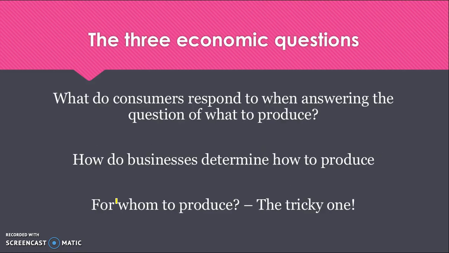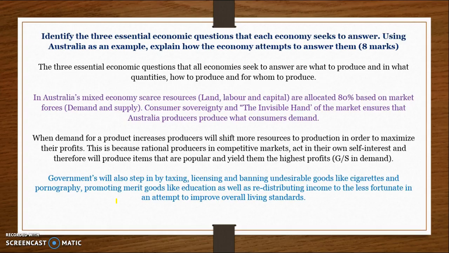So when we're looking at the economic questions, basically we're answering the question of what to produce, how to produce, and for whom to produce. So identify the three essential economic questions that each economy seeks to answer. Using Australia as an example, explain how the economy attempts to answer them. Say this was an 8-mark question, and it probably wouldn't be this tricky within a Year 11 context, but we'll do a tricky one anyway.